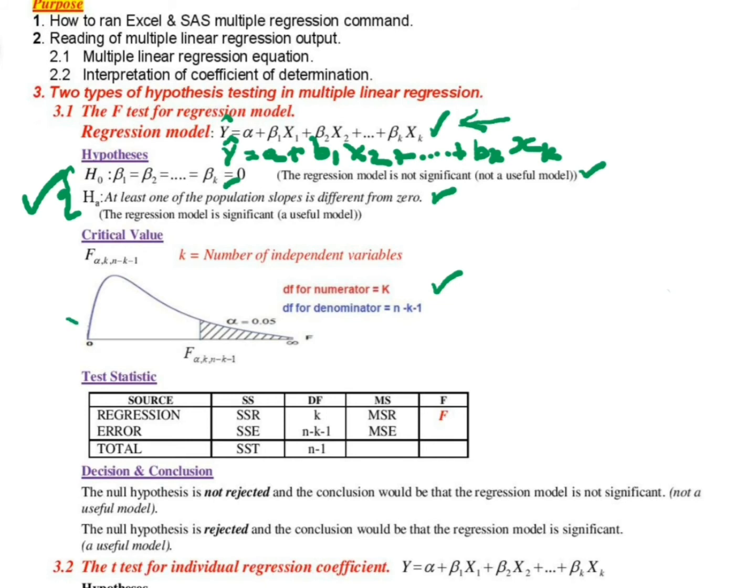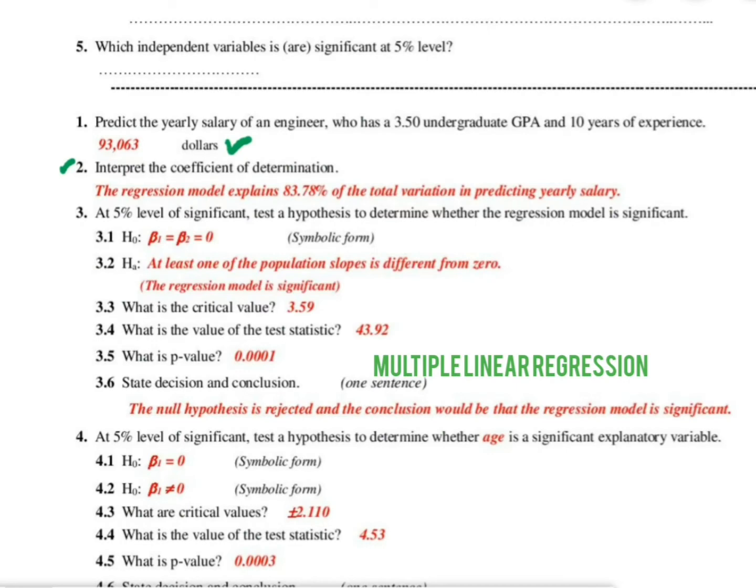F table, F graph. The F graph is always positive. The table you read is the right tail table. The rejection region is on the right. The test statistic is in the output. If the test statistic is in the rejection region, then you reject H0. Note this process. Then you can write step 3.